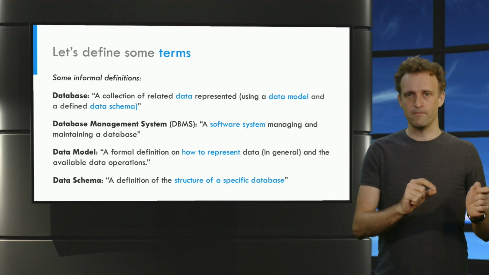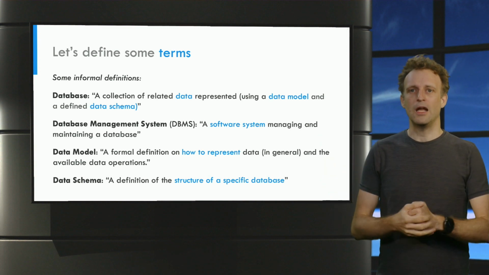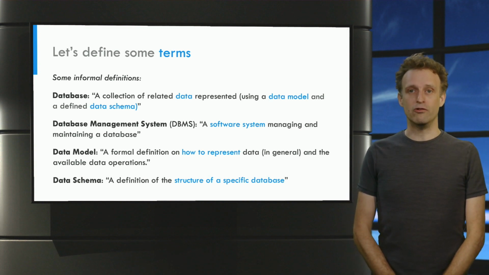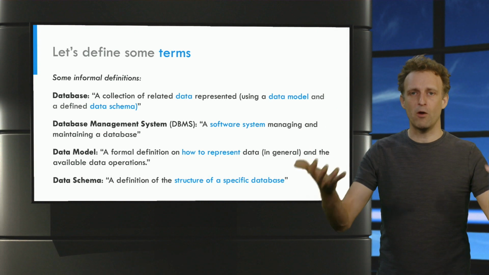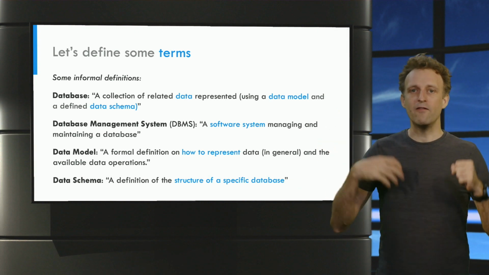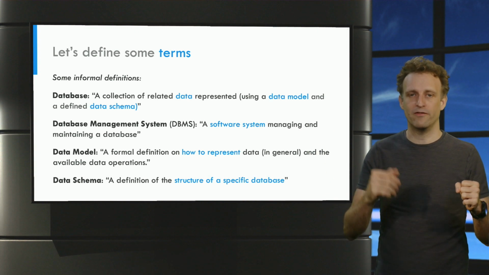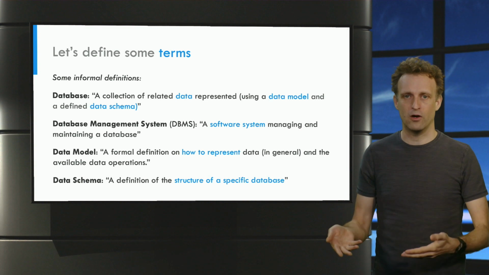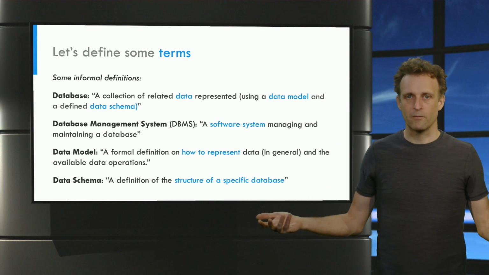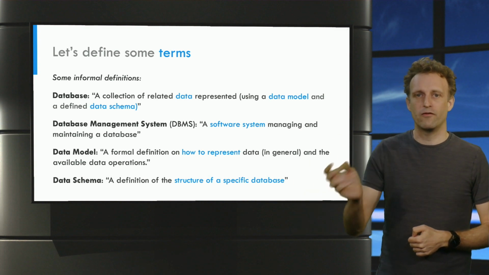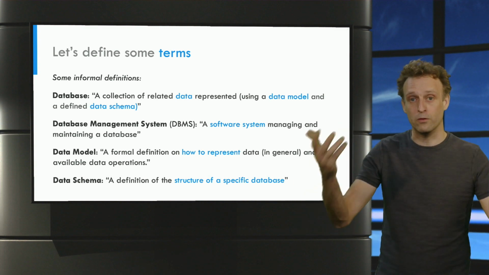The next term, data model, is a little bit more abstract. In data management theory, a data model describes a formal definition on how data can be represented and which operations are available to modify it. There are many popular data models, both formal and informal, which are widely used. For example, a very basic data model could be defined for a physical index card in a wooden box.